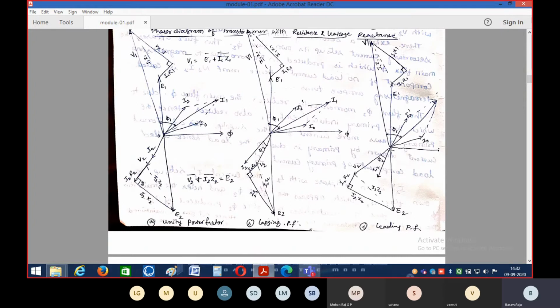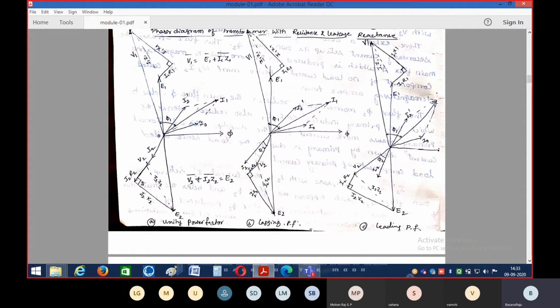Now, in parallel to this phi 2, if you draw one vector, that vector represents the I2 R2 drop. Exactly from here, if you draw one more vector, it is called I2 X2. Then if you add I2 R2 and I2 X2 vectorially, the resultant phasor is I2 Z2. So V2 plus I2 Z2 is equal to E2. If you reverse this I2 phasor, you get I2 dash, and the vector addition of I0 and I2 dash gives the value of I1.